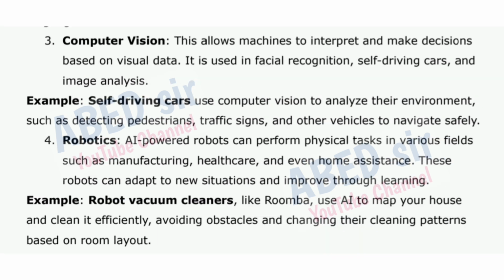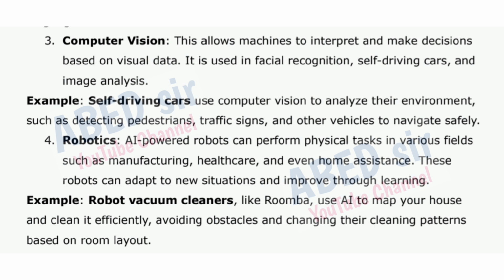3. Computer vision. This allows machines to interpret and make decisions based on visual data. It is used in facial recognition, self-driving cars, and image analysis. Example: self-driving cars use computer vision to analyze their environment, such as detecting pedestrians, traffic signs, and other vehicles to navigate safely.